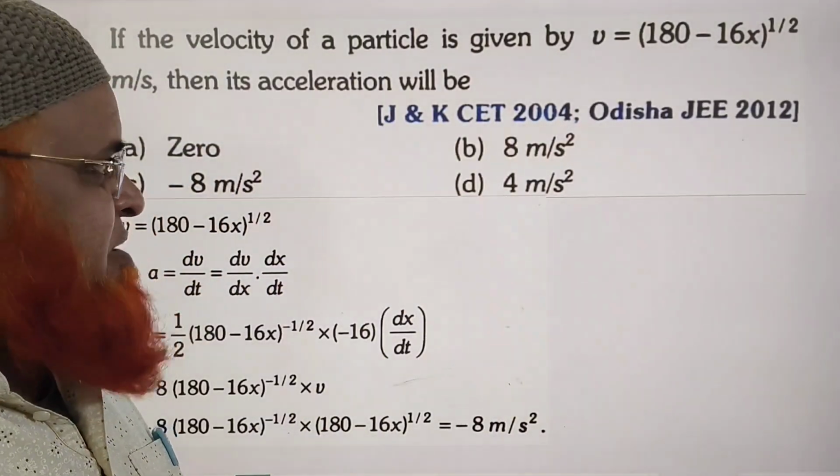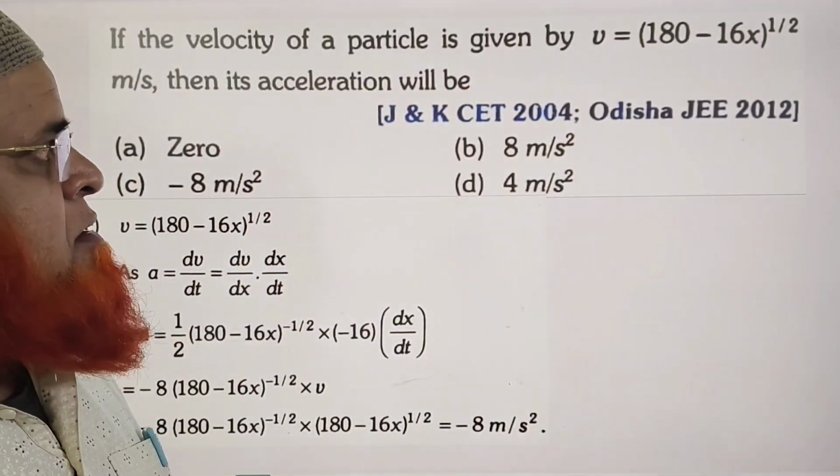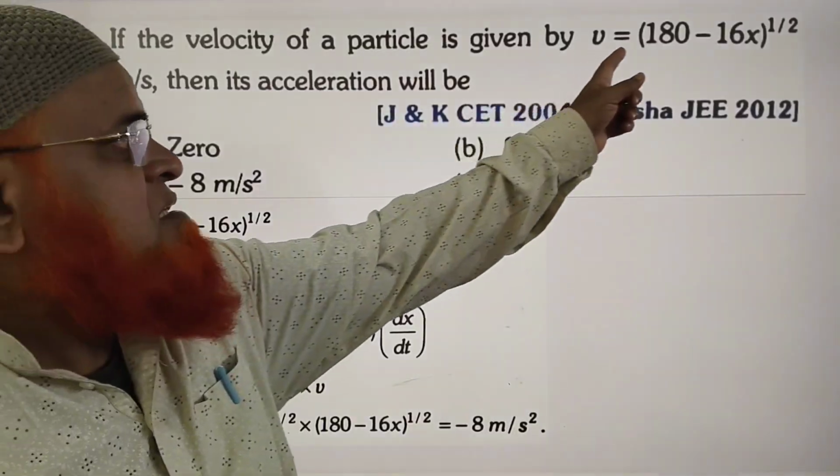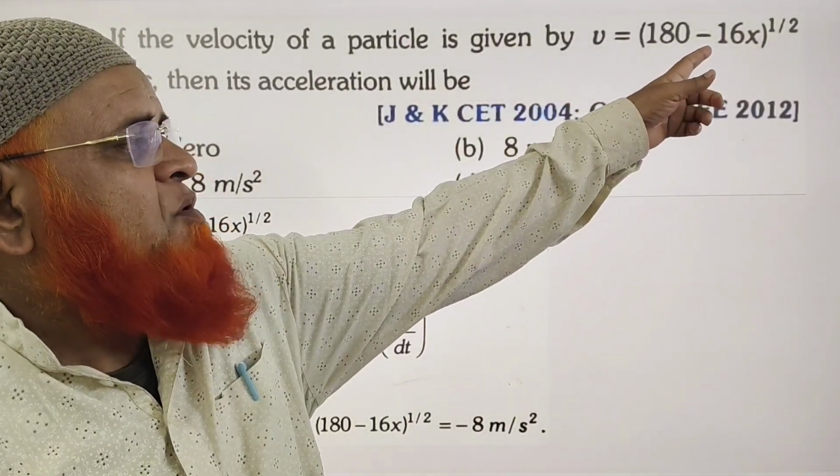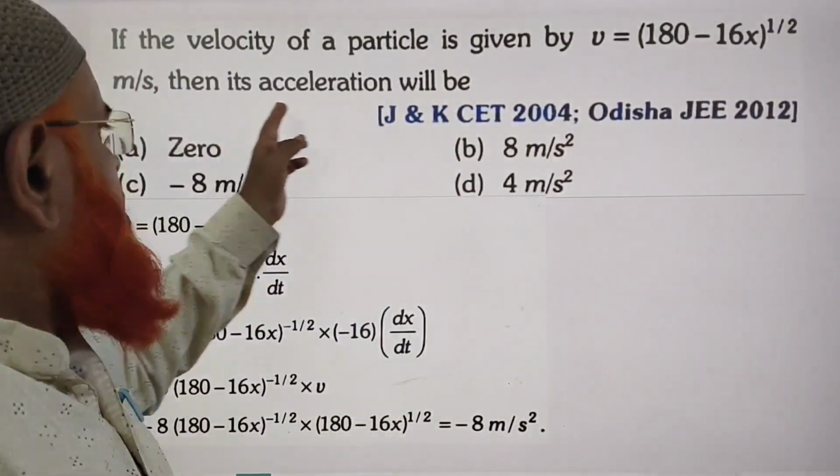This is a problem of previous years. Okay. Now just here. If the velocity of a particle is given by (180 minus 16x) whole power of 1 by 2, then what is its acceleration?